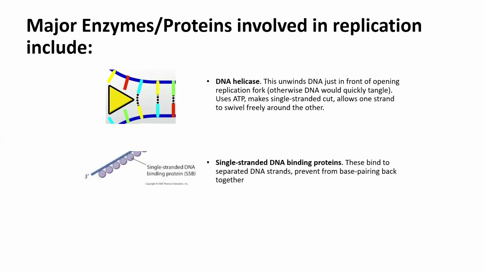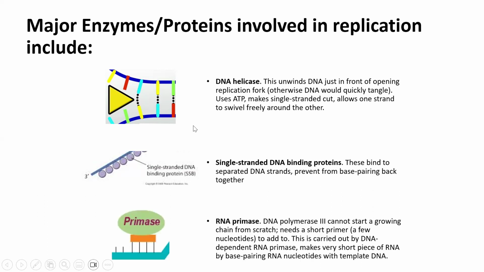Then there are what is called single-stranded DNA binding proteins. These proteins bind to the DNA strands that are separated and keep them from rejoining with the hydrogen bonds that exist. So these come in between the two strands, or the hydrogen bonds will end up coming back together.